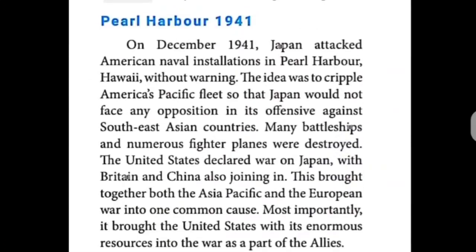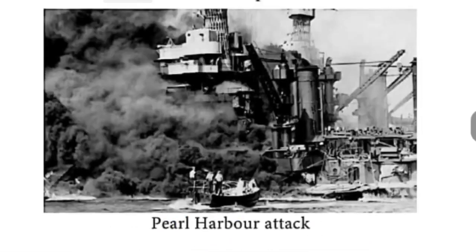The Pearl Harbor attack is very, very important. In 1941, Japan attacked American naval installations located in Pearl Harbor in Hawaii. At once, the American president declared war against Japan, and Britain as well as China also joined in. Next, a Pearl Harbor attack picture is given, children. A number of ships as well as fighter planes were destroyed, like I told. You can check this picture.